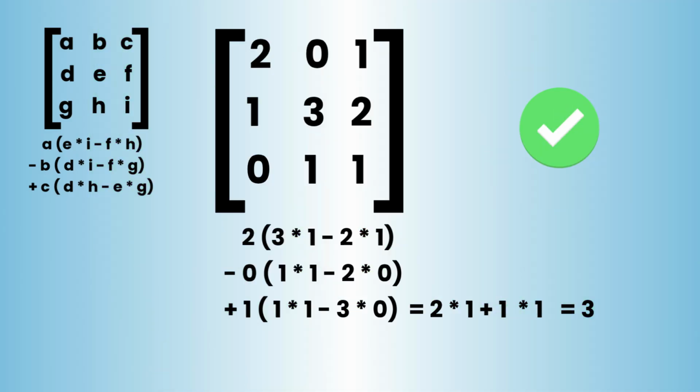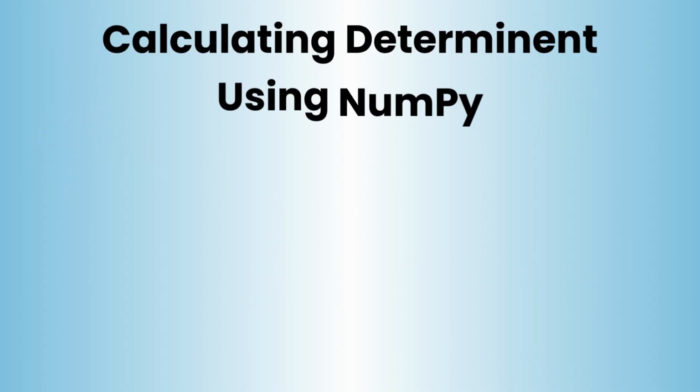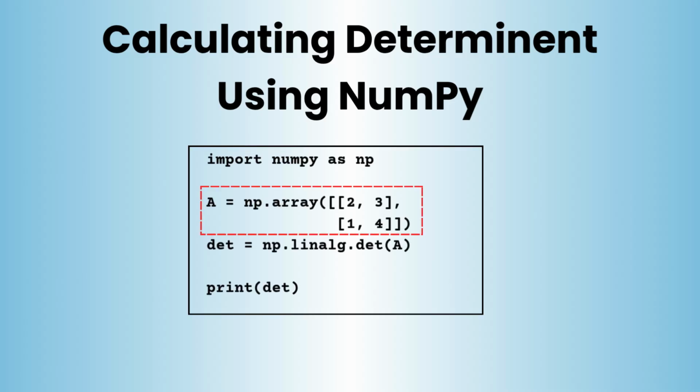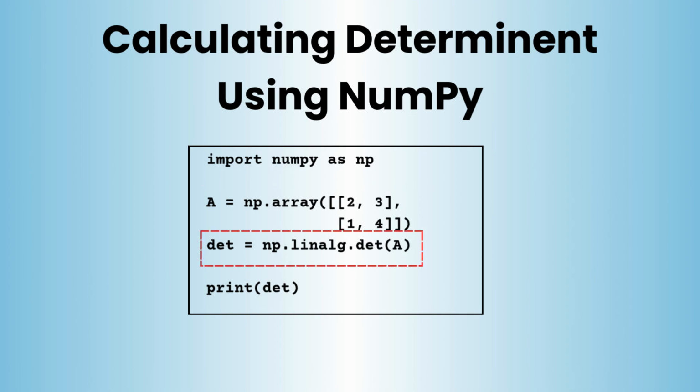You can see this gets tedious fast as matrices get bigger, which is exactly why we don't do this by hand in practice. Here is how to do it in numpy. We define our matrix as a numpy array and use numpy's linear algebra determinant method to calculate it directly for a matrix of any size.